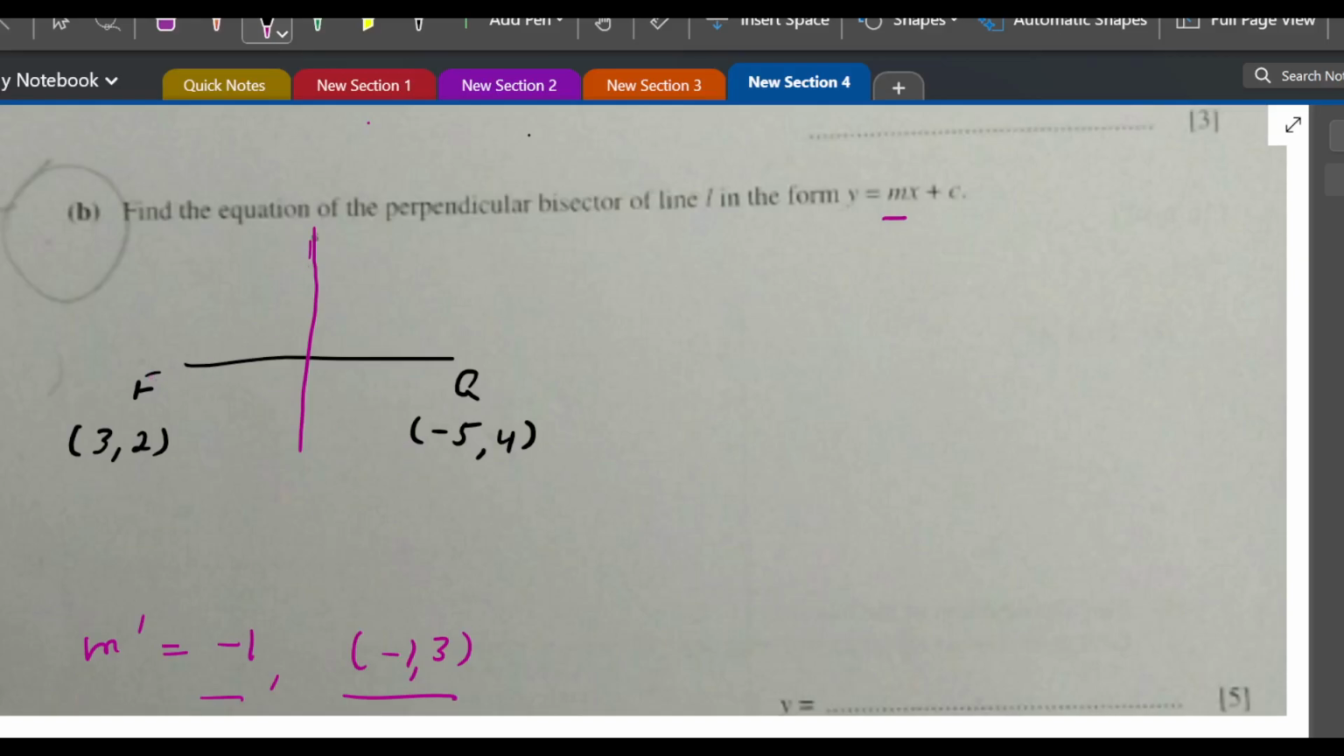Now to know the slope of this vertical line, I should first know the slope of this horizontal line. So for the horizontal line, my slope is going to be 4 minus 2 divided by minus 5 minus 3. So it is 2 divided by minus 8. It is minus 1 divided by 4. Then my slope of the perpendicular line will be minus 1 upon m, because the product of m and m prime is minus 1.